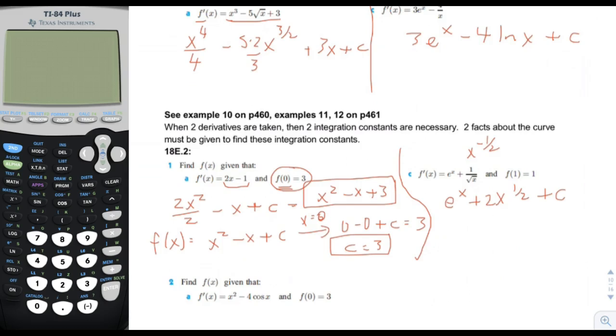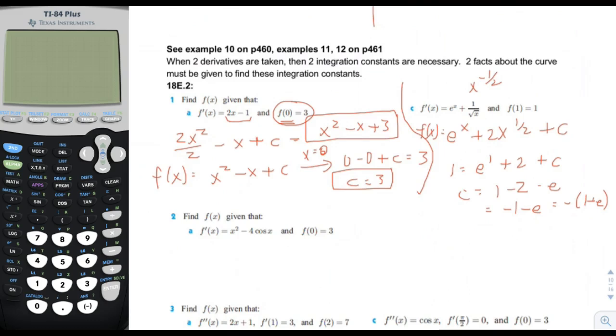Plus c. And then if we substitute in x equals 1, then we'll get that the function is equal to 1. So it's 1 equals e to the 1 plus 2 times 1 plus c. So c is equal to 1 minus 2 minus e. So it's equal to negative 1 minus e. So negative 1 plus e, is equal to about negative 3.71, because remember e is 2.71, etc.